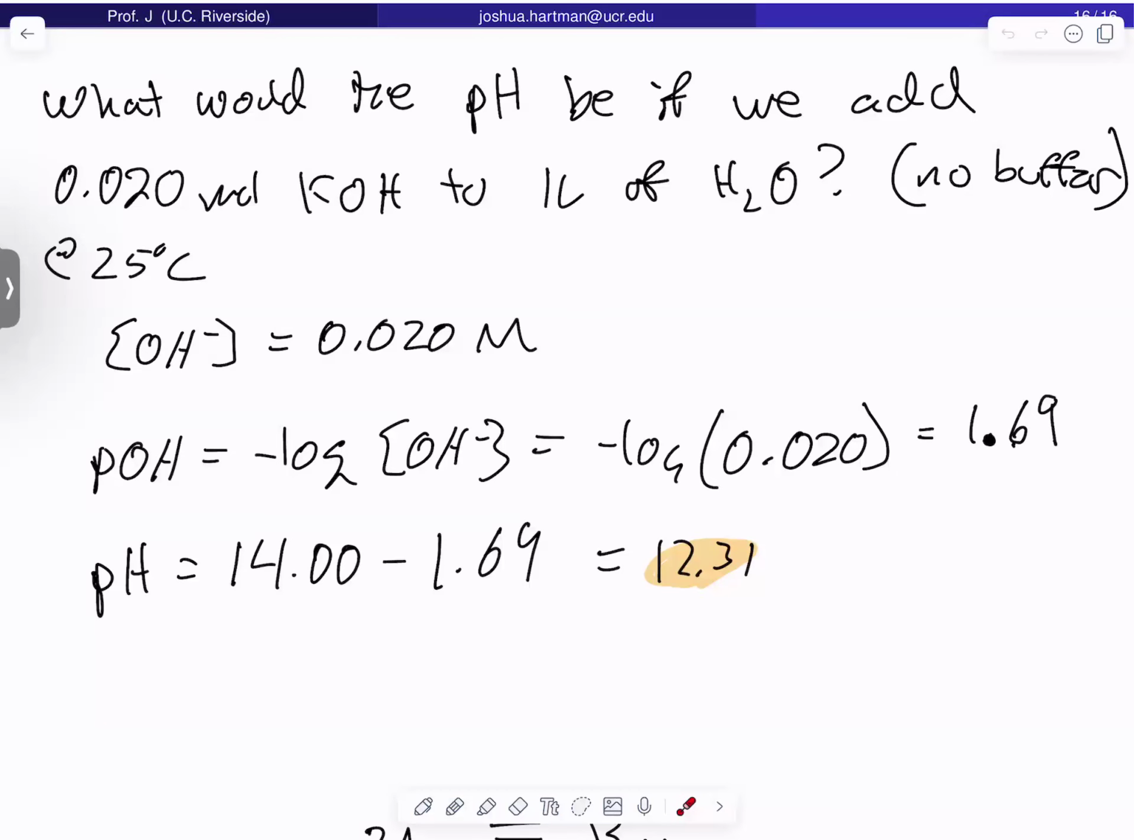Now that we have a nice, efficient way of dealing with calculations involving buffer solutions, we're going to now turn our attention in the next video to our final topic, which will be the topic of acid-base titration reactions.